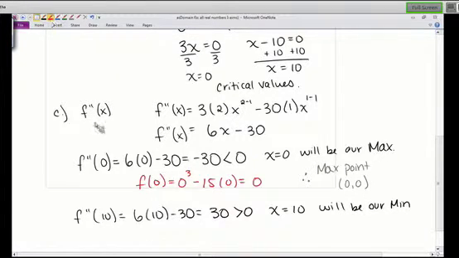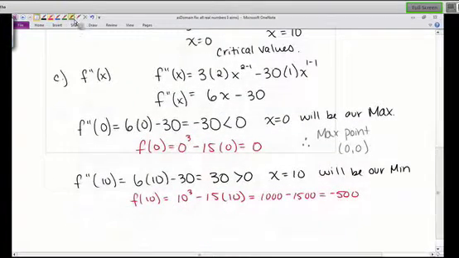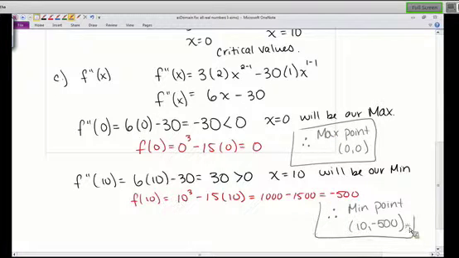And the same idea, to get the actual point or the coordinate, we'll substitute 10 back into our original function to get our y value. So when we evaluate, 10 to the third power is 1,000, minus 1,500. Therefore, our y value will be negative 500. So our minimum point is going to be 10 comma negative 500. And that is our final answer for part C.